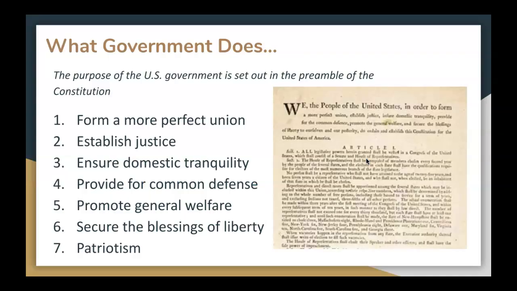So what does government actually do? The purpose of the U.S. government specifically is set out in the preamble of the Constitution. The preamble basically says these few things. The government was created to form a more perfect union, to establish justice, and to ensure domestic tranquility.